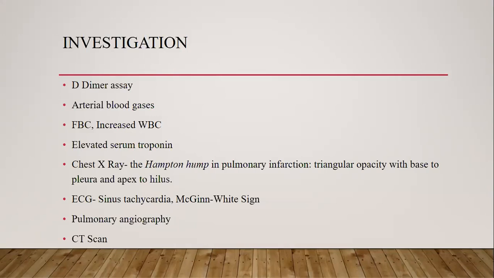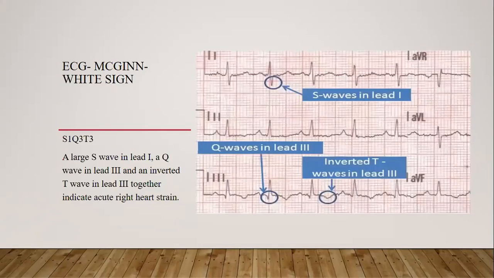You can do an ECG, and the ECG would also show the tachycardia we talked about in the presentation, and something called McGinn-White syndrome, okay, where you are going to see some changes on your ECG. Then you can do a pulmonary angiogram, CT scan. We usually combine the two and call it CTPA, CT pulmonary angiogram. So that's how the McGinn-White sign would look like, okay?